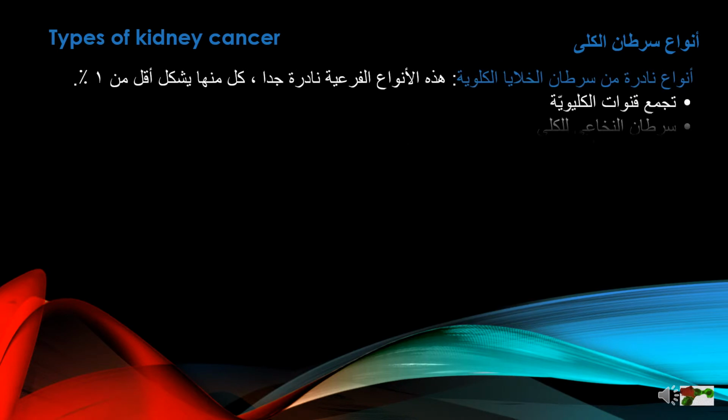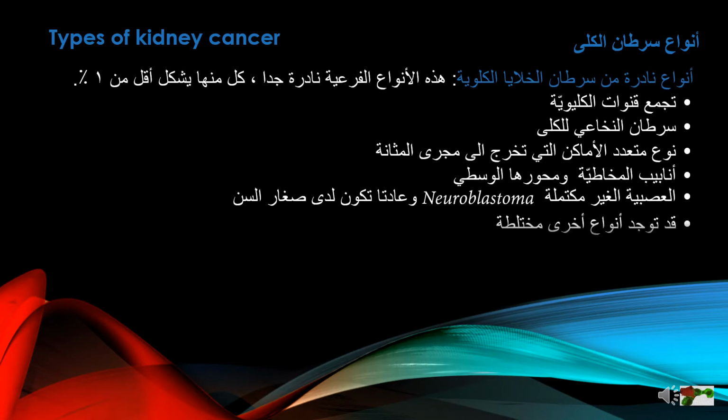Rare types of renal cell carcinoma. These subtypes are very rare, each making up less than 1% of renal cell carcinomas. Collecting duct renal cell carcinoma. Medullary carcinoma. Multilocular cystic renal cell carcinoma. Mucinous tubular and spindle cell carcinoma. Neuroblastoma-associated renal cell carcinoma appears in young children. Mixed subtypes may exist.